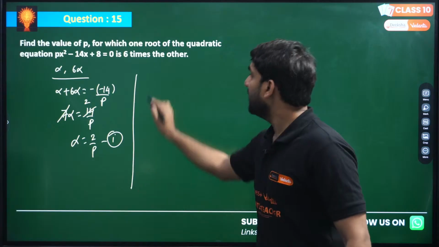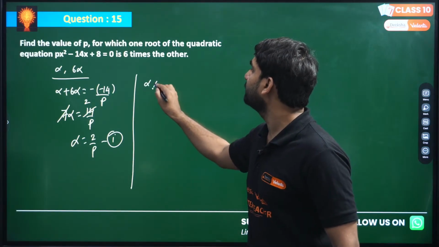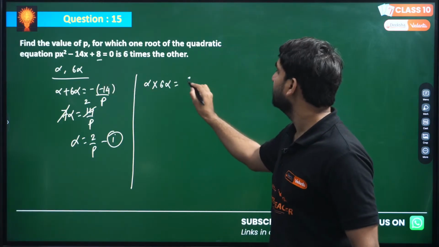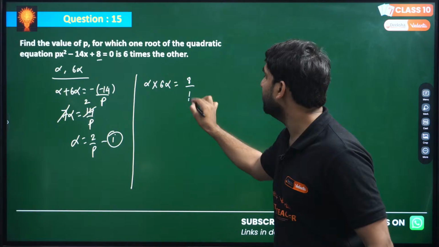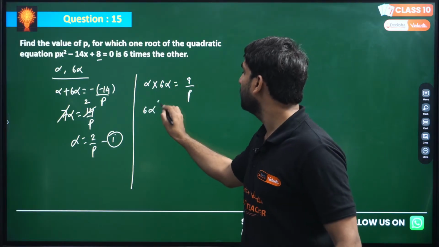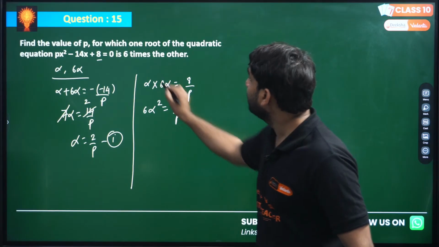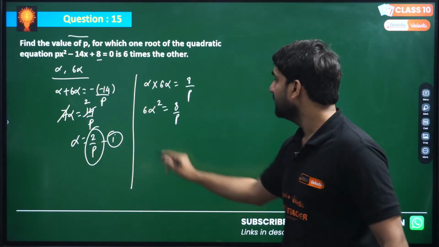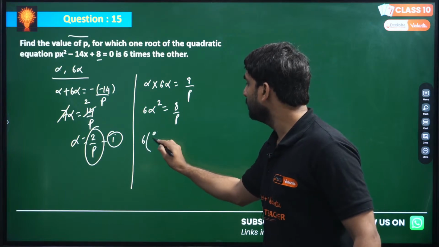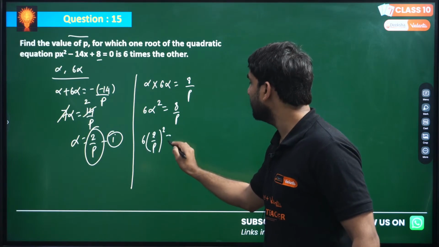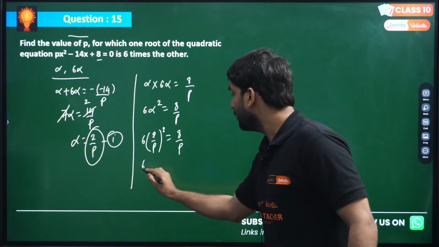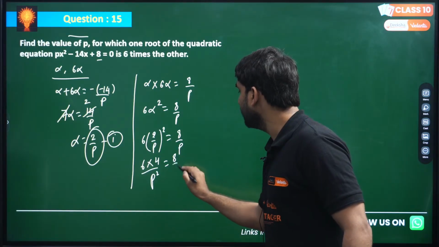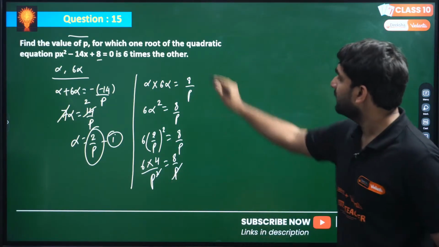Now product of roots, so alpha into 6 alpha equals c by a. c is what? 8, and a is what? p. So 8 by p. So 6 alpha² equals 8 by p. But we want the value of what? p. So we can replace this alpha with 2 by p. So 6 into (2 by p) whole squared equals 8 by p. Now 2² is 4 and p² is there, 8 by p. So 1 p will cancel this 1 p.